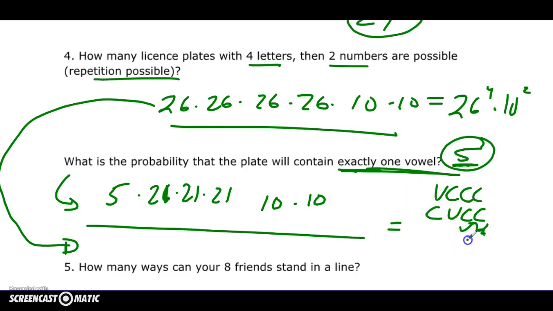So there are 4 different options where the vowel goes. So you need to multiply the whole thing by 4. Okay, where you put that 4 is up to you. So 5 options for which vowel, 4 options for where it goes, and then 21 options for the other 3 letters.